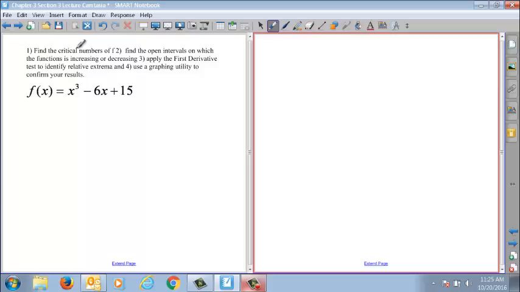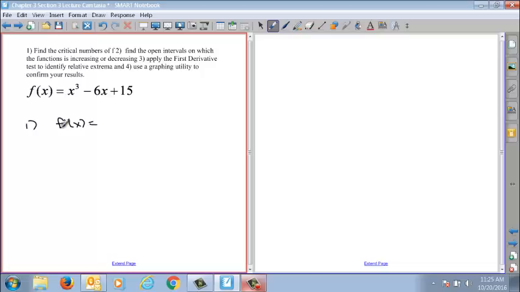It says find the critical number. So step 1, find the critical number. To do that, you take the first derivative of the function using whatever the appropriate rules are. You set the first derivative equal to 0. So whatever result you get from taking the derivative, you set to 0.